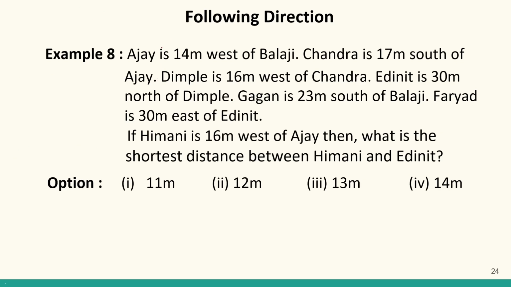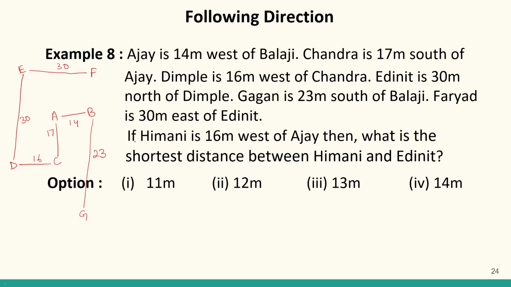Now, same question. Ajay, 14 meter west of Balaji. Chandra, 17 meters south of Ajay. Dimple, 16 meter west of Chandra. Edenet is 30 meter north of Dimple. Similarly, Gagan is 23 meters south of Balaji. And Faryad is 30 meter east of Edenet.